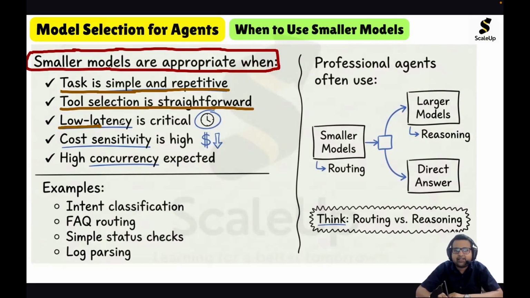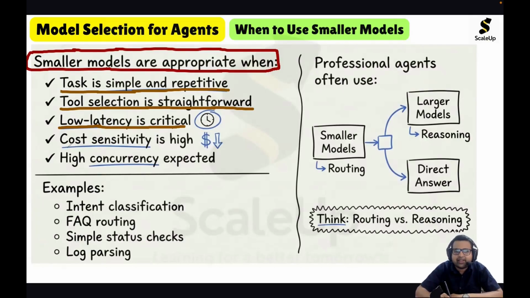When low latency is critical, this is very important. When you want a fast response, like when you are making a real-time system, latency plays a very important role. For real-time systems, you can consider smaller models, because with smaller models you can get a very fast response. So if low latency is critical, you should consider smaller models. When the task is simple and repetitive, you can consider smaller models. When the tool selection is very straightforward, you can consider smaller models.